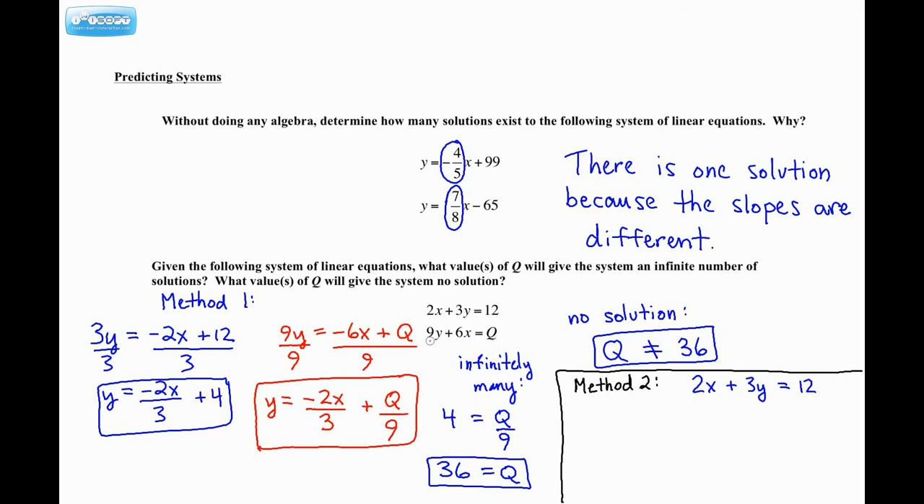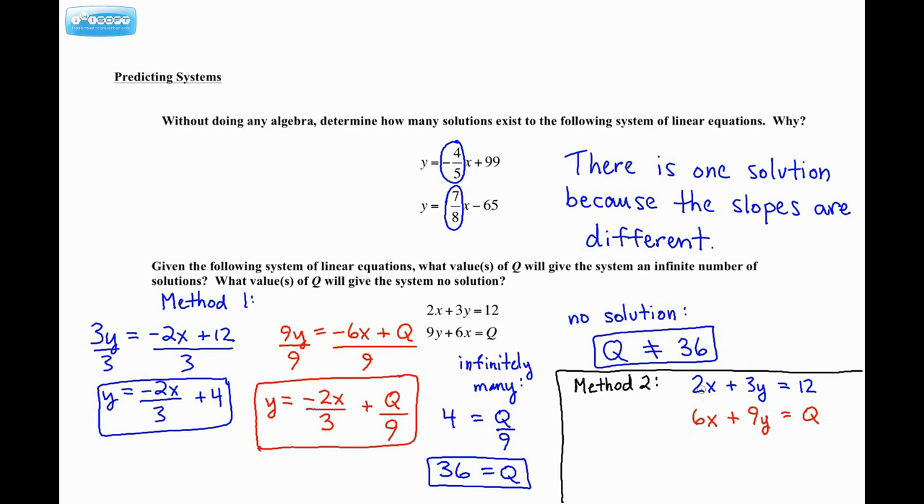Now with the second equation, all I'm going to do is reverse these terms so that they line up with the variables in the previous equation. So this becomes 6x plus 9y, that's equal to q. All right. So in fact, that's all the work I'm going to do. The rest is just observing.